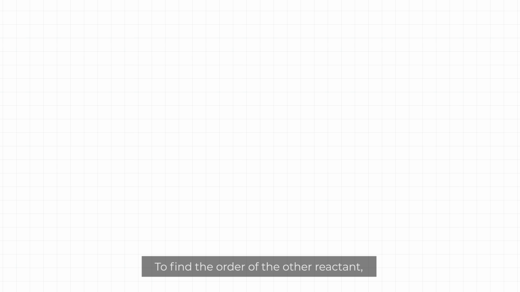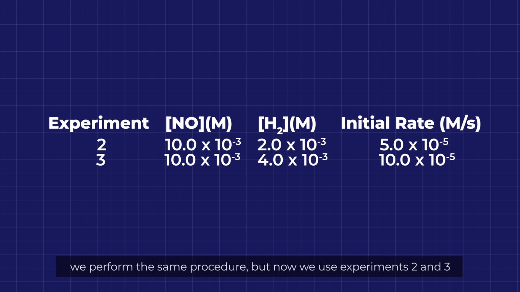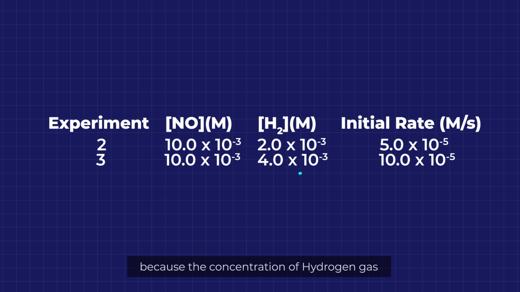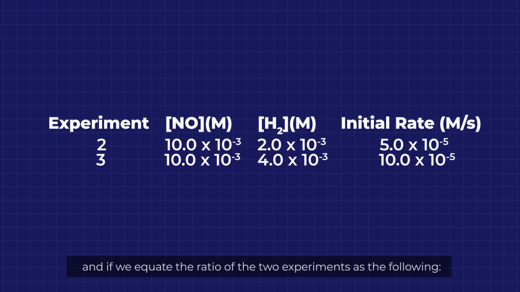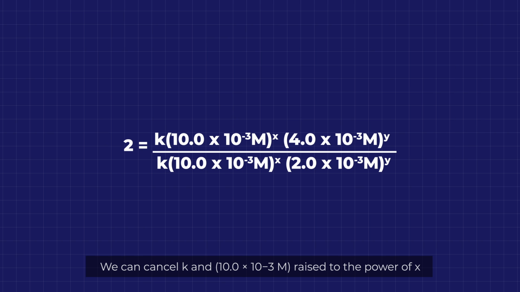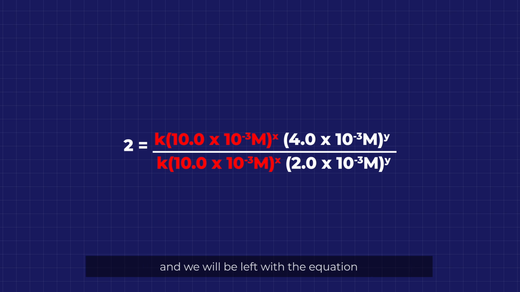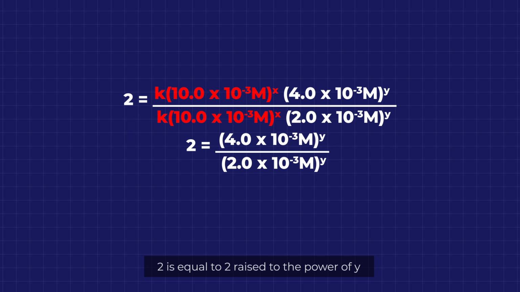To find the order of the other reactant, we perform the same procedure. But now we use experiments 2 and 3 because the concentration of hydrogen gas is changed, while retaining the concentration of nitric oxide. In these experiments, we see that the rate of reaction doubles, and if we equate the ratio of the two experiments as the following, we can cancel k and 10.0 times 10 raised to the power of negative 3 M raised to the power of x, and we will be left with the equation 2 is equal to 2 raised to the power of y.